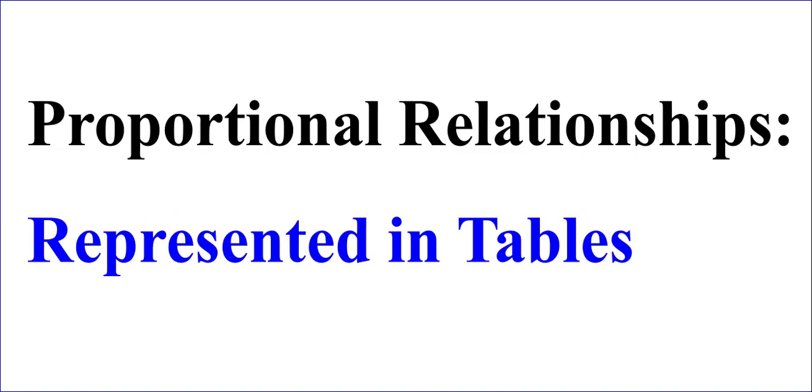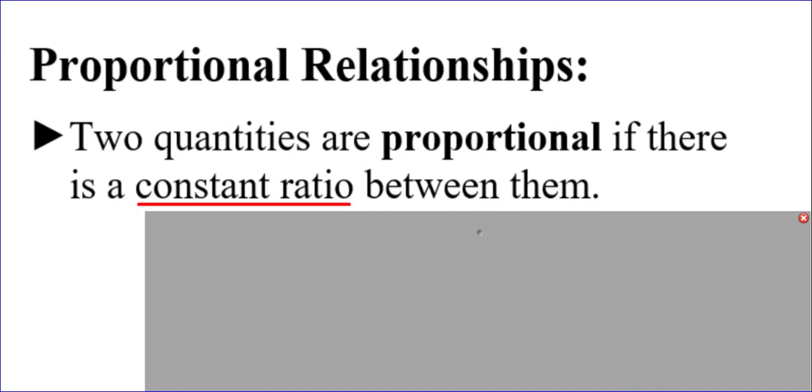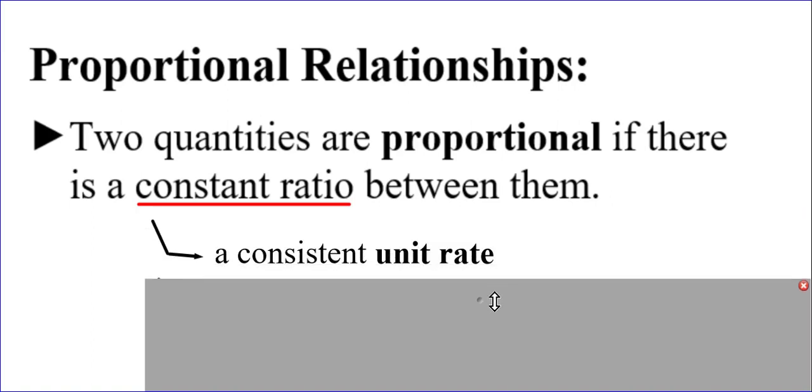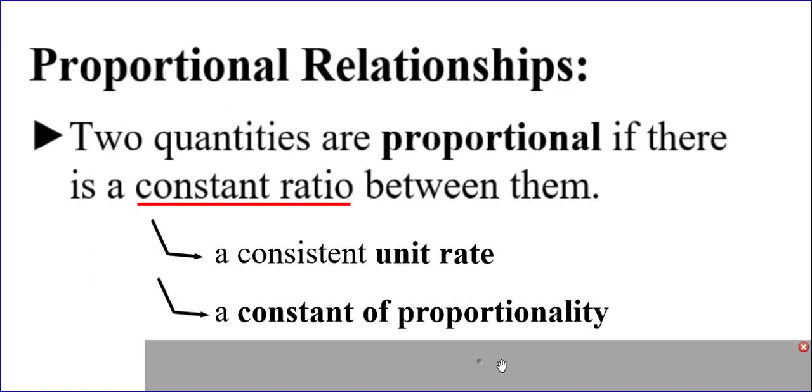All right, let's talk proportional relationships represented in tables. A proportional relationship, what does that even mean? Well, two quantities are proportional if there is a constant ratio between them. Now, that constant ratio could also be referred to as a consistent unit rate. It could also be referred to officially as the constant of proportionality.